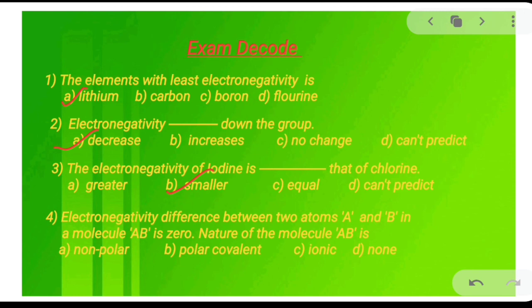The electronegativity difference between atoms A and B in a molecule AB is 0. The nature of the molecule AB is nonpolar.